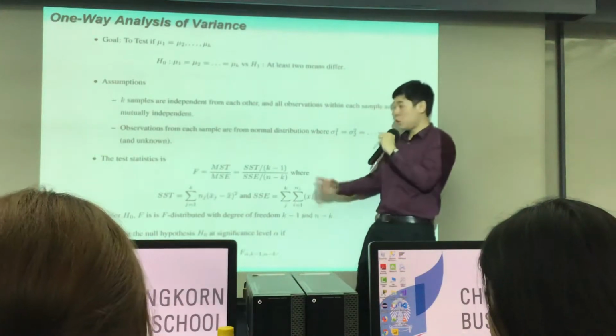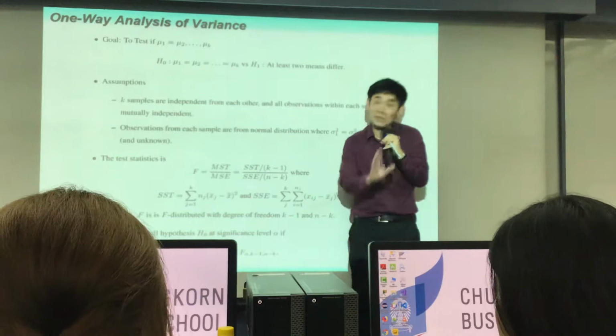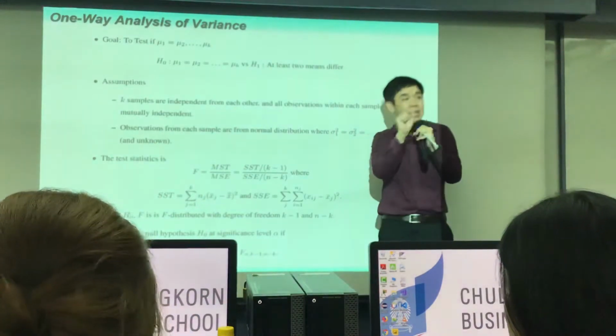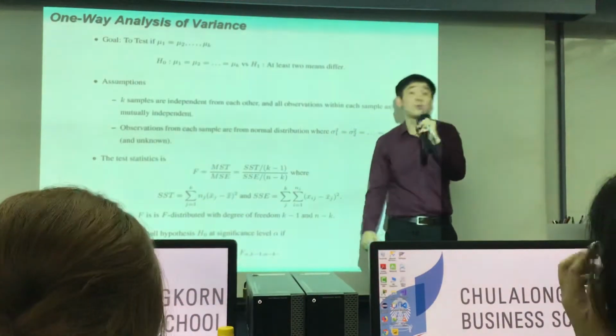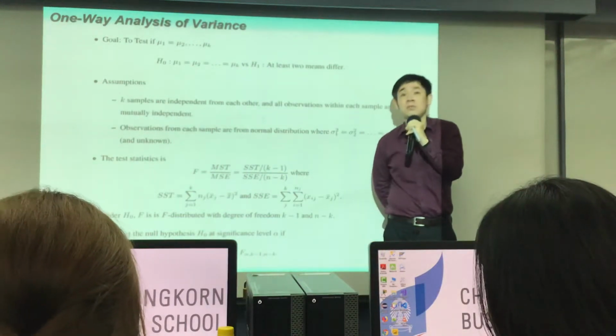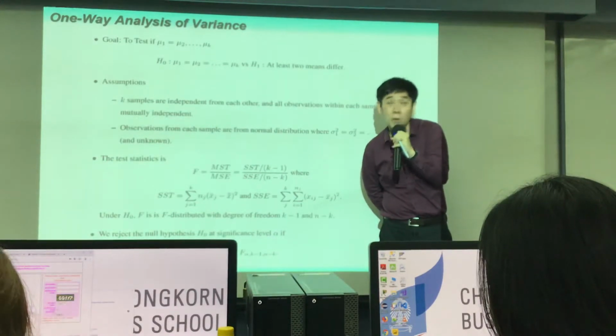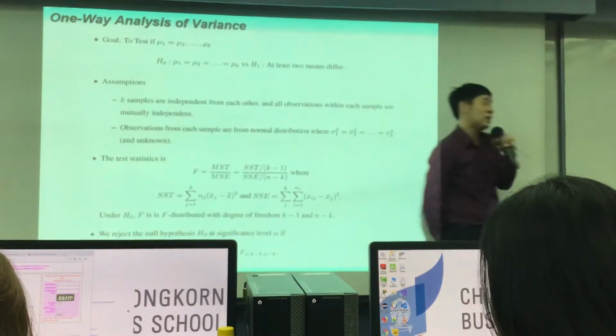At the end, you reject H0 when F becomes large. That's the key. But at the end, all you need is p-values. How do we use the p-value? Reject H0 when the p-value is small. So that's the key there.